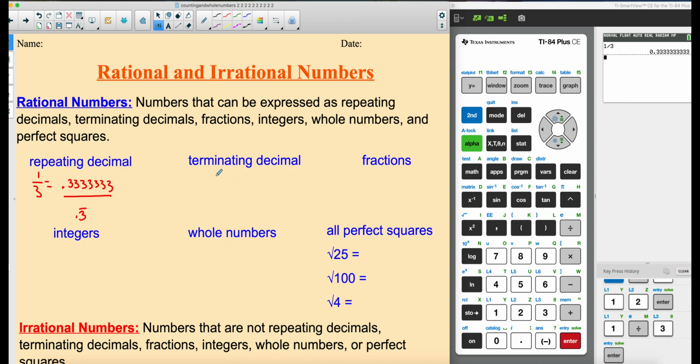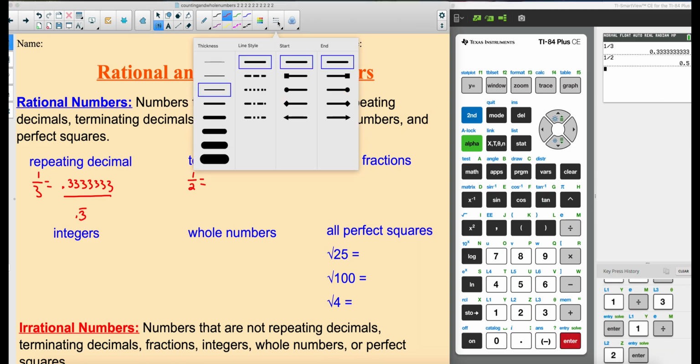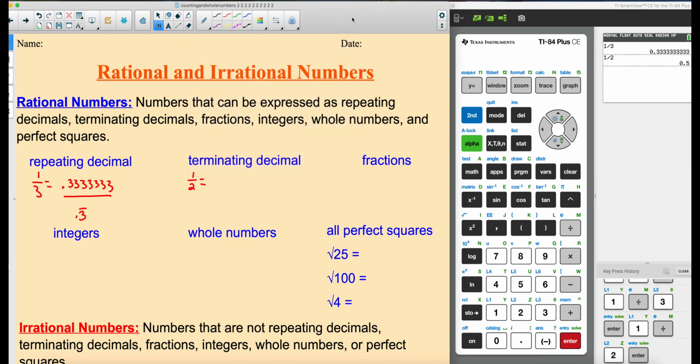Then you can get a terminating decimal. That's basically a decimal that stops. For example, if you were to divide 1 divided by 2, the fraction's 1/2, and we want to turn 1/2 into a decimal. Again, you go to your calculator, 1 divided by 2, you hit enter, and notice you get 0.5. It stops right there at 0.5 because that is a terminating decimal. It doesn't go 0.555 forever, it just goes 0.5 and you're done. Terminate means to stop.